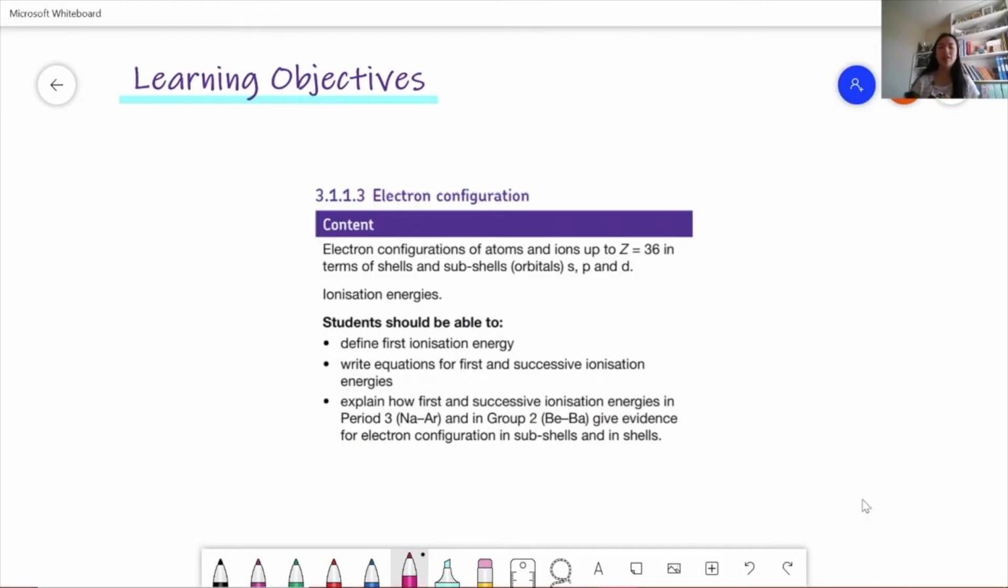Today's learning objectives are all to do with electron configuration. So we're going to look at electron configurations of atoms and ions up to Z equals 36 in terms of shells and subshells, so the orbitals s, p and d, and we're also going to look at ionization energies. By the end, we should be able to define first ionization energy, write equations for first and successive ionization energies, and explain how first and successive ionization energies in period 3 and in group 2 give evidence for electron configuration in subshells and in shells.